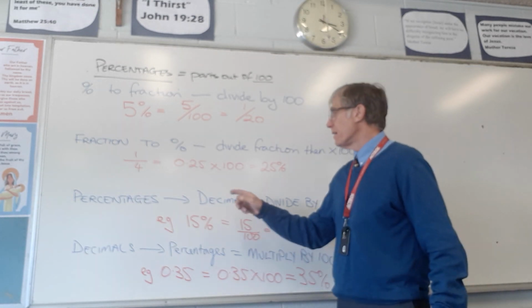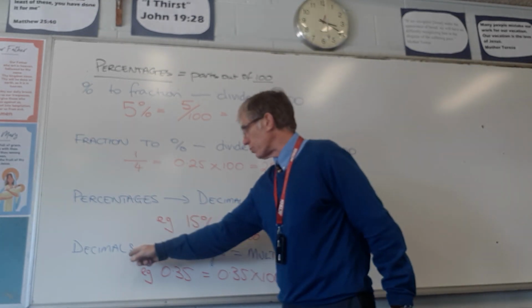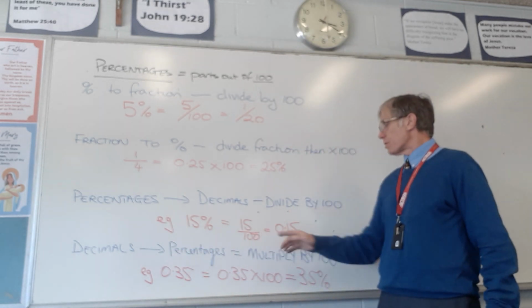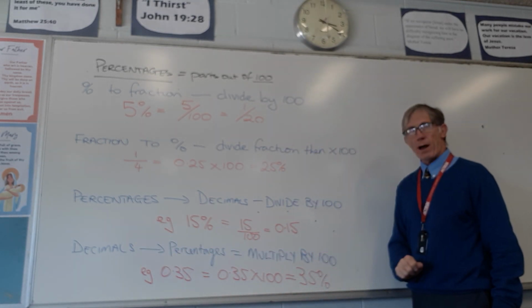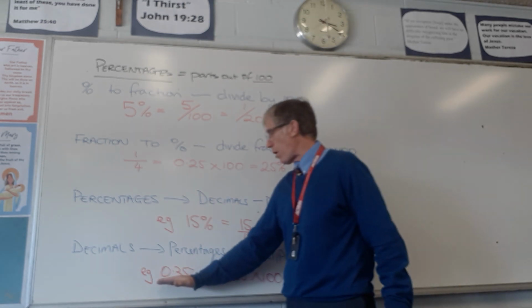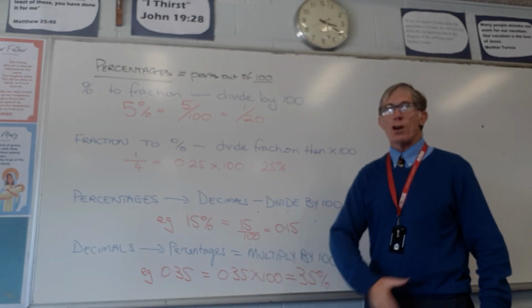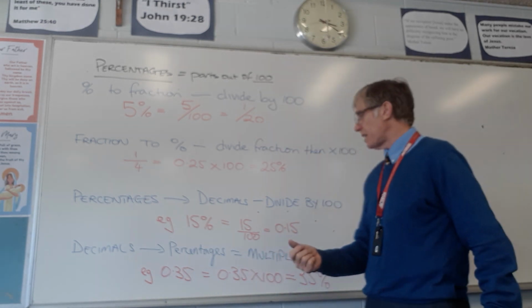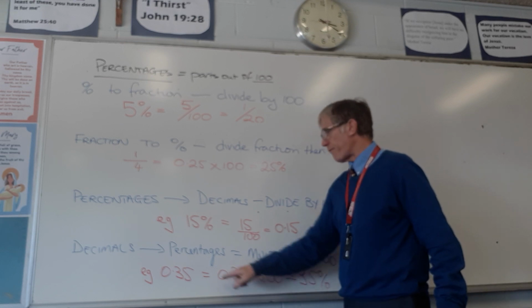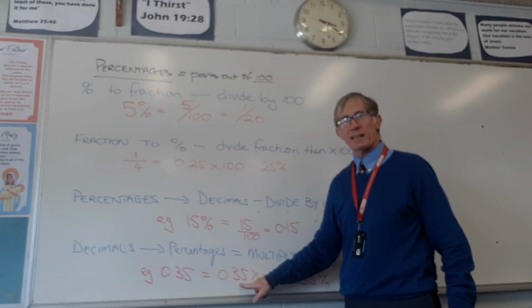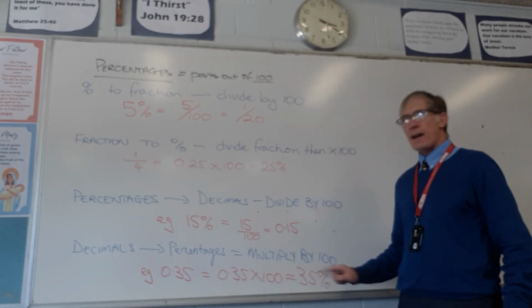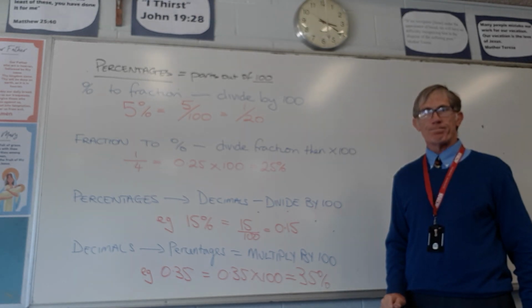And finally, this time going from decimals into percentages. So what we do here is multiply by 100. So if you've got 0.35 as your decimal, you want to turn that back into a percentage. It's 0.35, so just enter that straight into your calculator, times 100, and that gives you 35%.